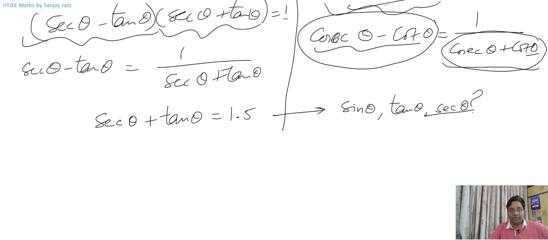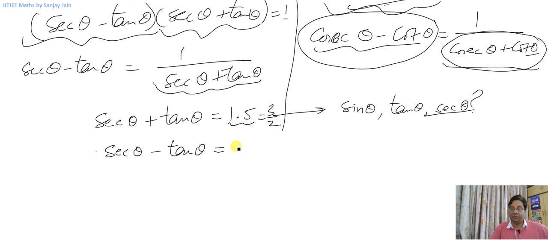Now just by looking at this, secant theta plus tan theta equal to 1.5, this should immediately strike in your mind that secant theta minus tan theta, being the reciprocal of secant theta plus tan theta, will be equal to what? This is 1.5, that means it is 3 by 2, right? So secant theta minus tan theta is nothing but 2 by 3. This much should strike in your mind immediately, so that you can do the questions very fast.